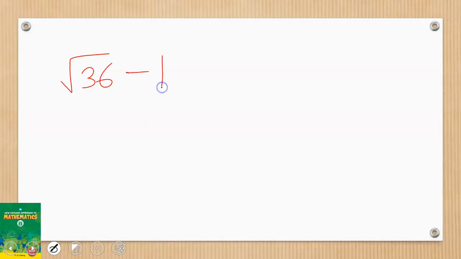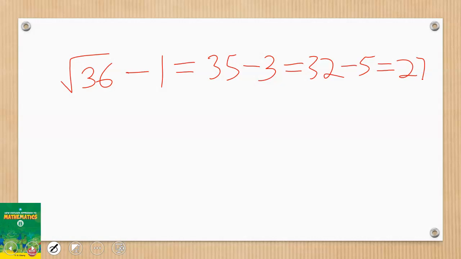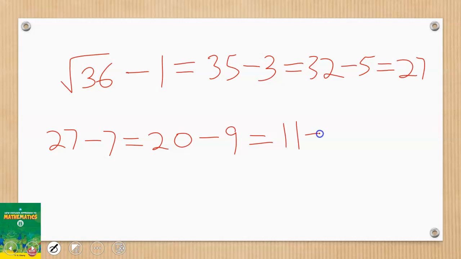So let me start with 1. If I subtract 1 from 36, I'm going to get 35. The next odd number will be 3. So subtract 3 from this number, I'm going to get 32. The next odd number will be 5. Subtract 5 from this number, I'll be having 27. The next odd number is 7. Subtract 7 from this, I have 20. The next odd number is 9. Take 9 from here, I have 11. The next odd number after 9 will be 11, and so that will give me 0.